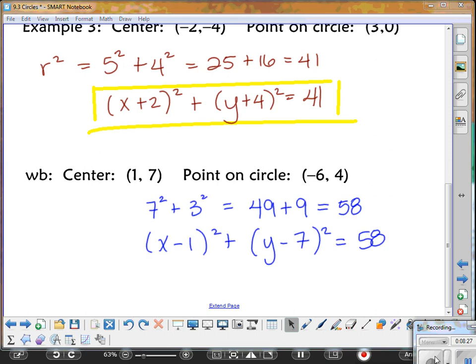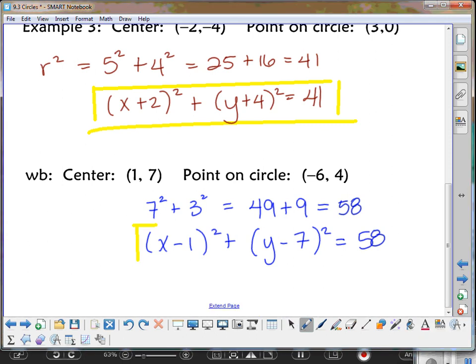Okay, so we end up with x minus 1 quantity squared plus y minus 7 quantity squared equals 58. Any questions? All right, that's all we have for today.